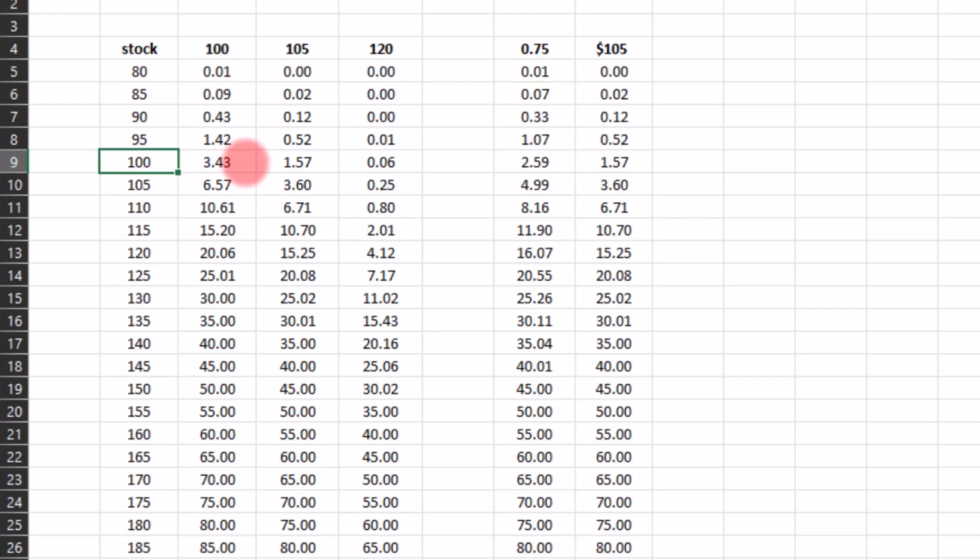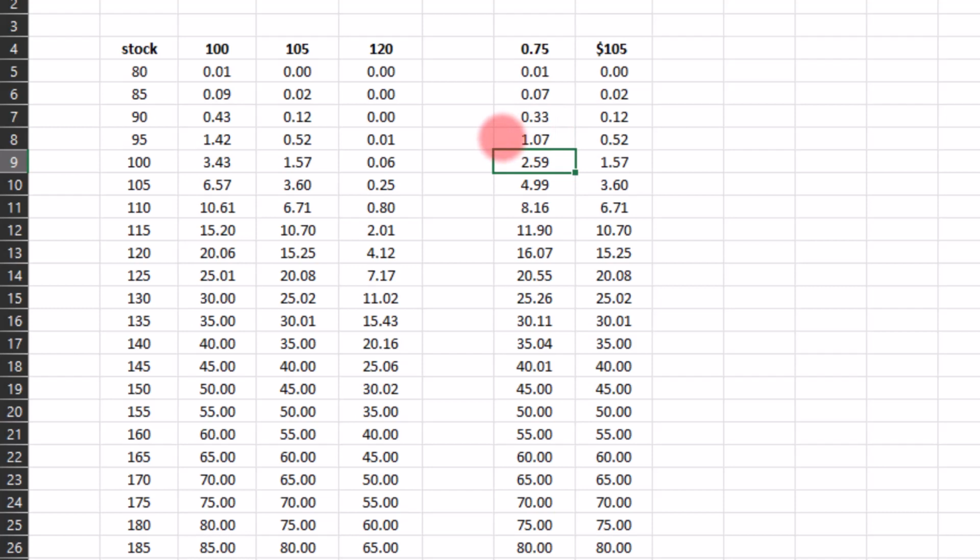Let's come up to if the stock is at 100. We've got the 100 call valued at 343, the 120 at 6 cents, and the 105 at 157. We take 75% of this number plus 25% of that number, and it gives us 259. And then we're going to compare it to the 105 strike. And so the question again, is the 105 value less than or equal to that value? Yes, it is.